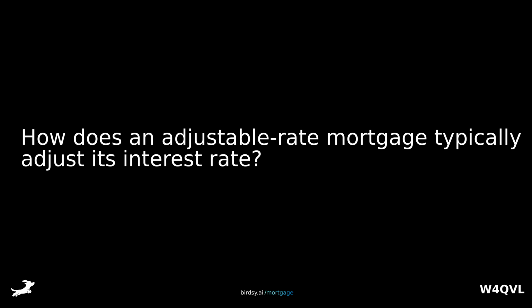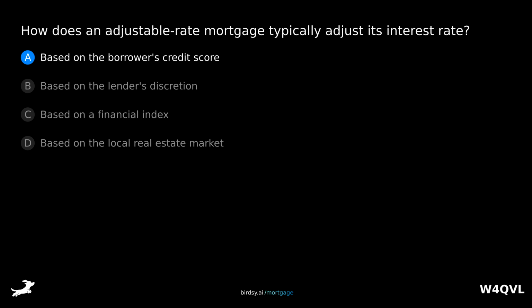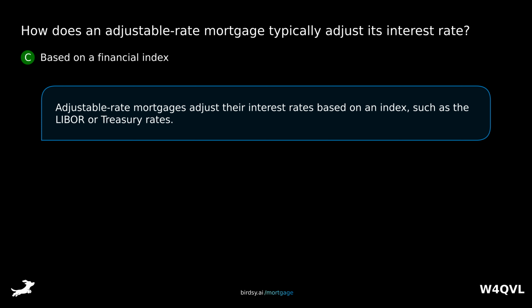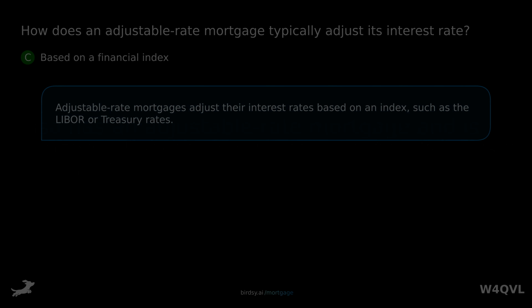How does an adjustable-rate mortgage typically adjust its interest rate? Is it A, based on the borrower's credit score, B, based on the lender's discretion, C, based on a financial index, or D, based on the local real estate market? The answer is C, based on a financial index. Adjustable-rate mortgages adjust their interest rates based on an index such as the LIBOR or Treasury rates.